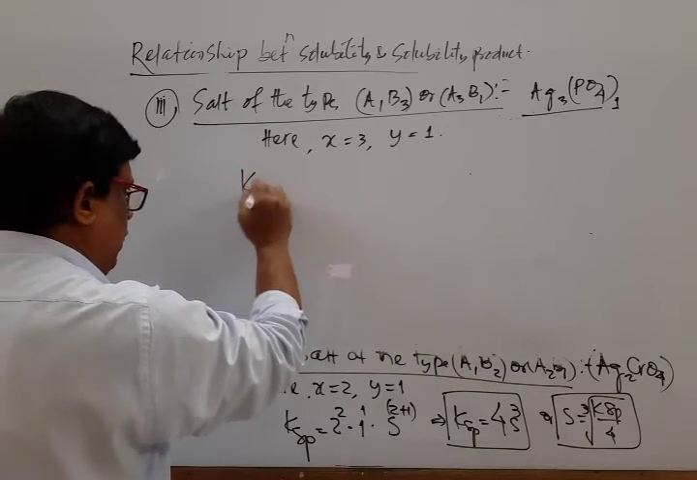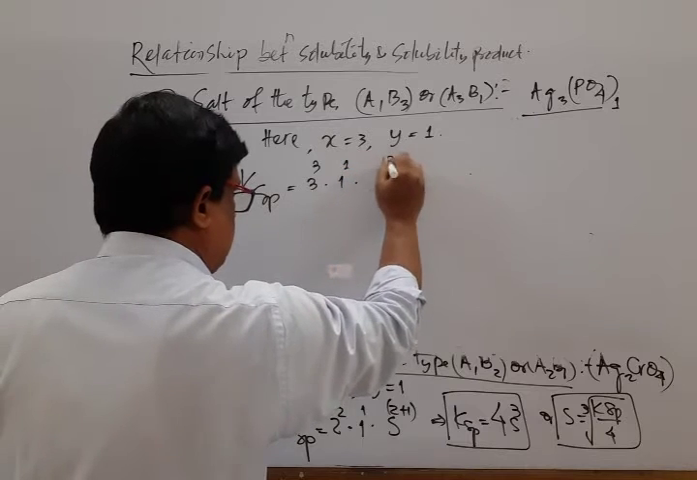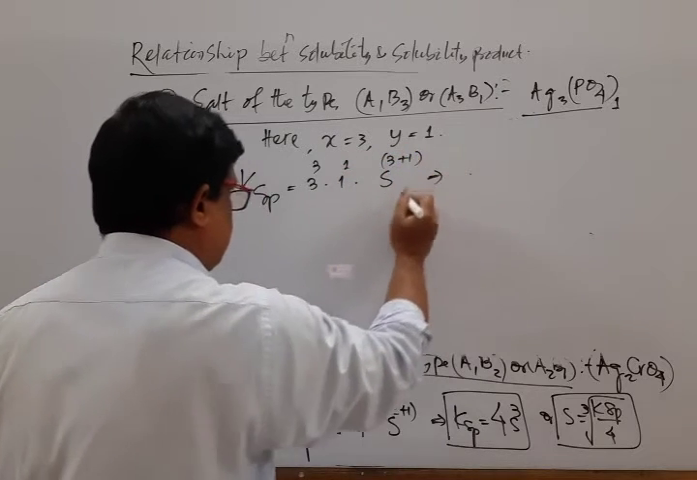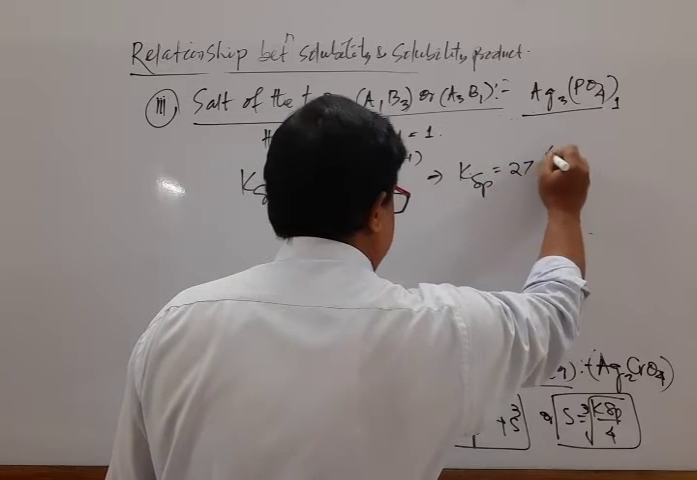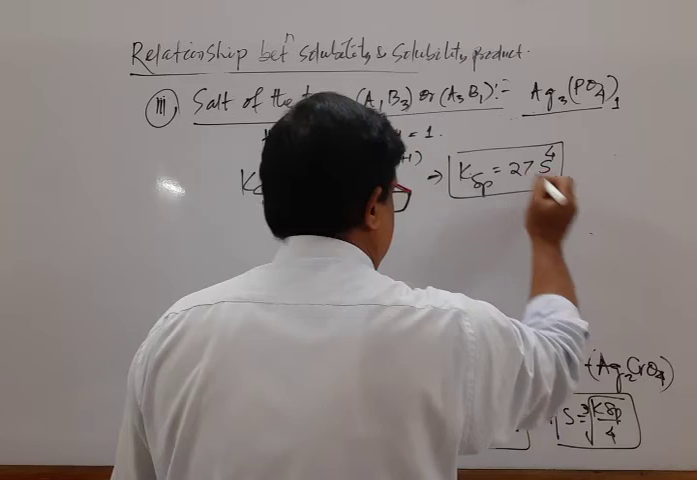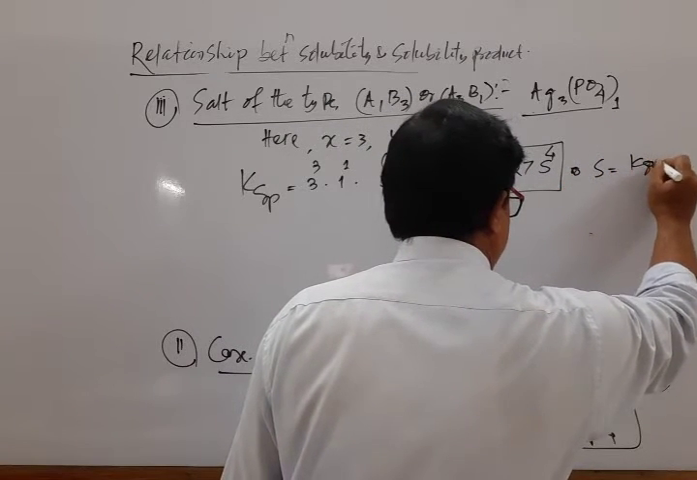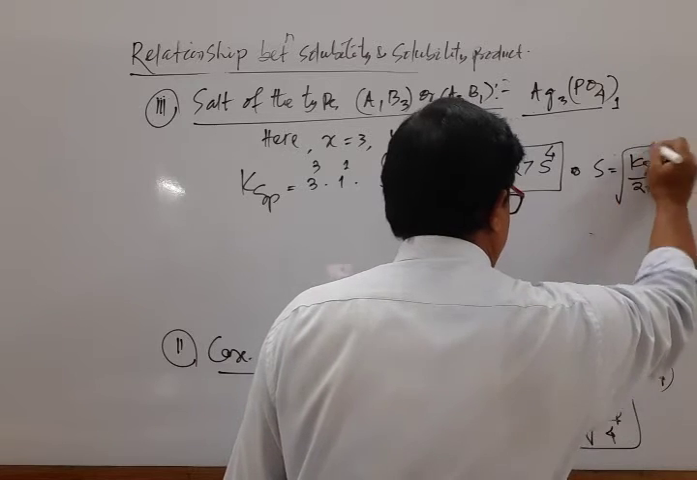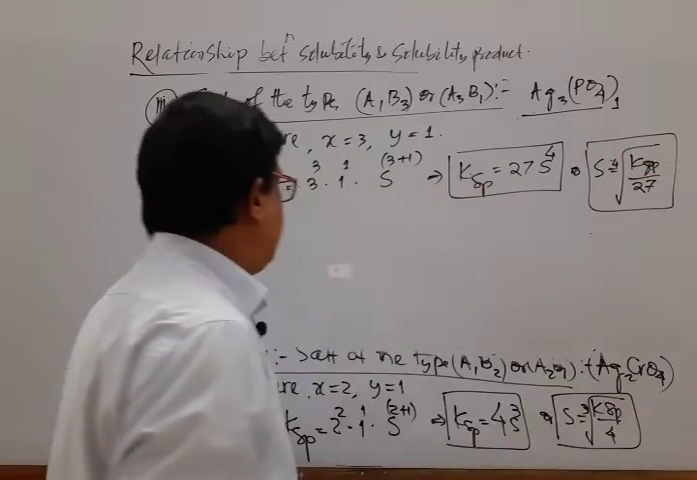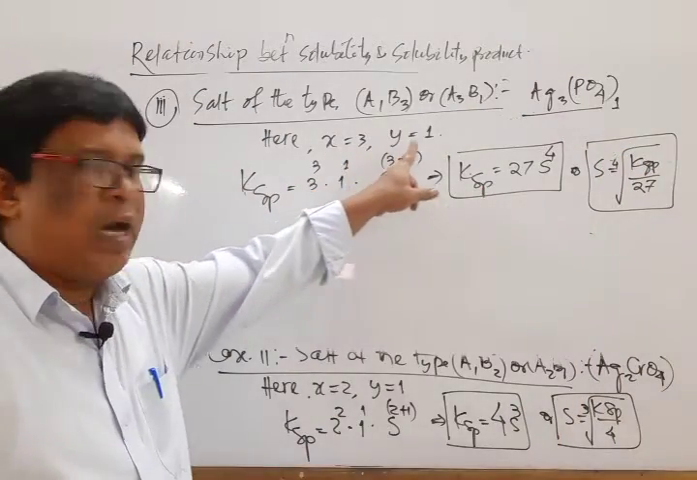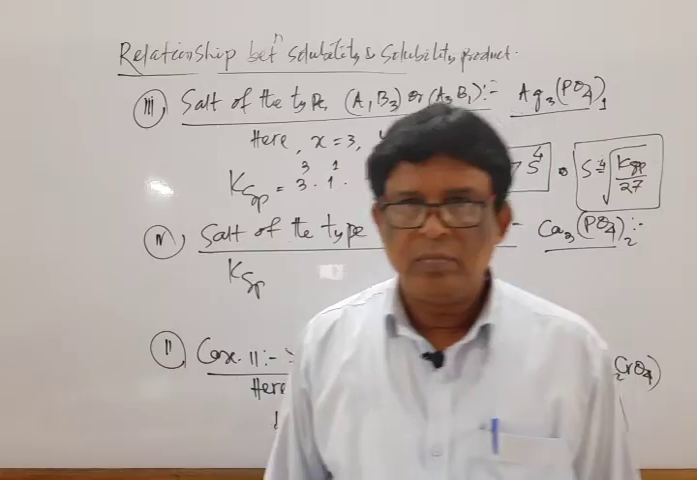So put Ksp is equal to 3 to the power 3, 1 to the power 1, s to the power 3 plus 1, which implies Ksp is equal to 27s to the power 4, or s is equal to the fourth root of Ksp divided by 27. I select x is equal to 3, y is equal to 1. You may select x is equal to 1, y is equal to 3.